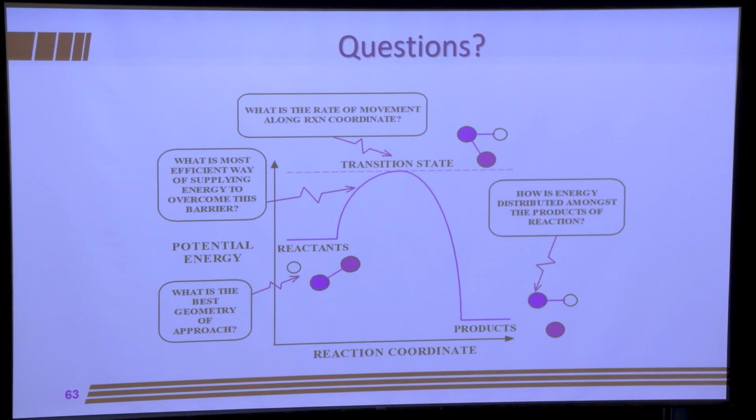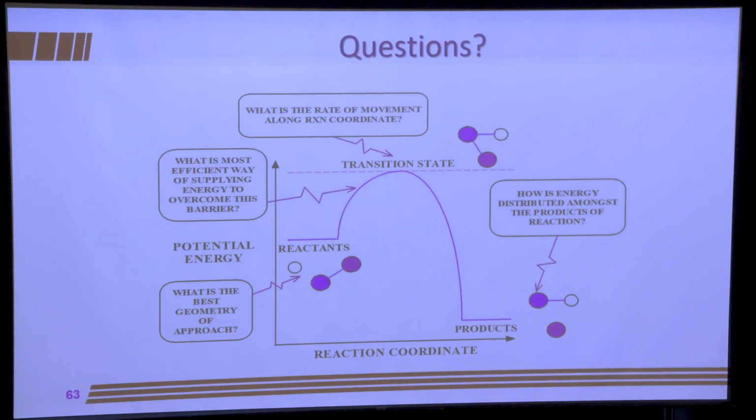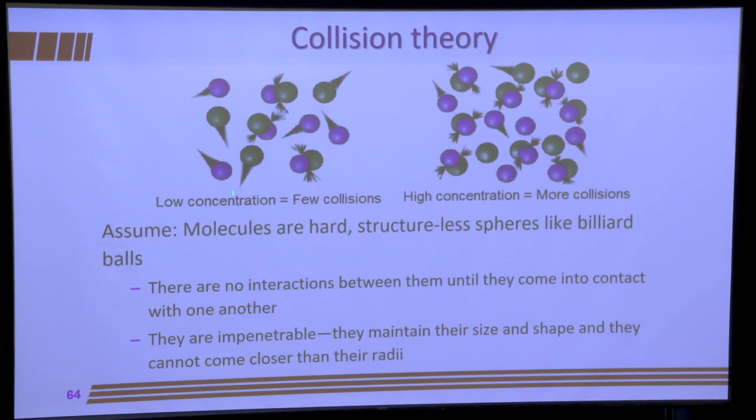It's similar to the diagram that I showed you earlier in the video. So again, for simple collision theory, we consider the species like hard spheres. If we have a low concentration, we'll have few collisions. If we have high concentration, we'll have more collisions, right? But we consider the molecules as hard structureless spheres like billiard balls, and we assume that there are no interactions between them until they come into contact with one another.